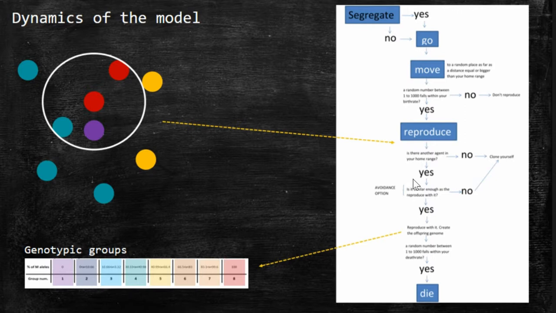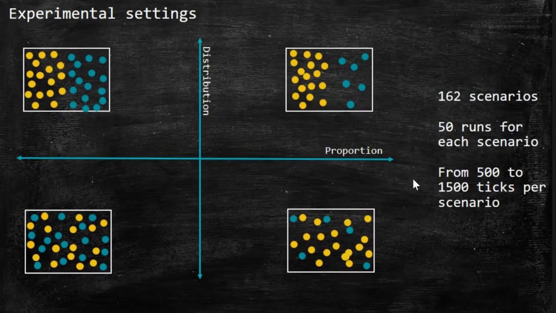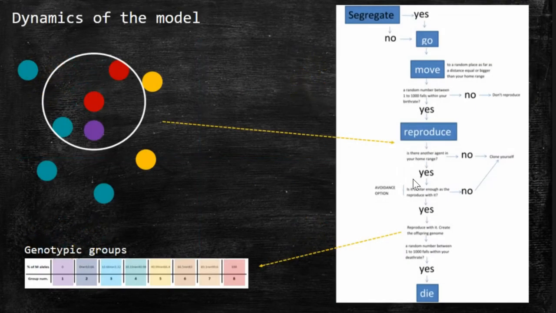All agents reproduce at the same rate, and when an agent is to reproduce, the simulation checks if there is another agent within its home range. If there is not, the agent clones itself, and if there are other agents, one is chosen at random and then they mate. Then a genotypic independent assortment routine creates the offspring genome from the combination of that of its parents. The new individual is then placed at a distance that is bigger than that of its parents' home range. Agents also die, all at the same rate.